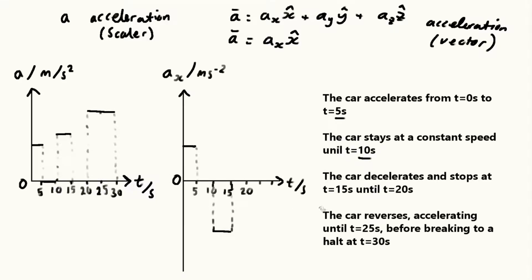Next, the car reverses, accelerating until 25 seconds from 20 seconds. Now once again, the car is now reversing, meaning the acceleration is in fact backwards, which means once again, we go to the negative part of the graph. We can then draw our line to 25 seconds before joining it up.